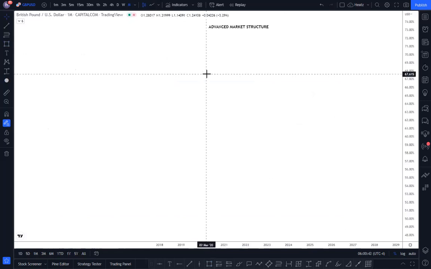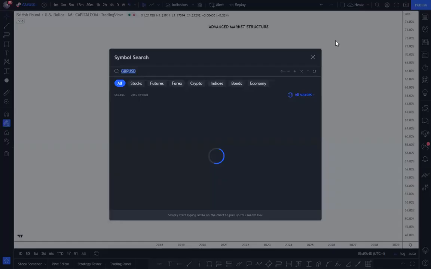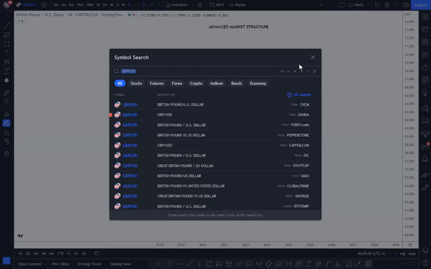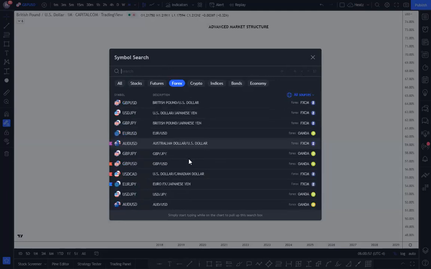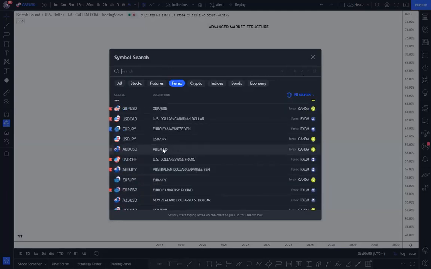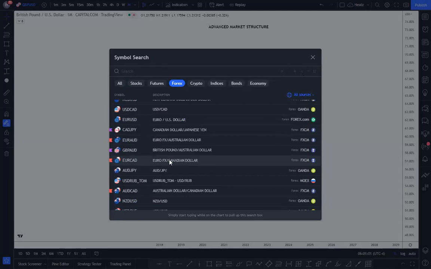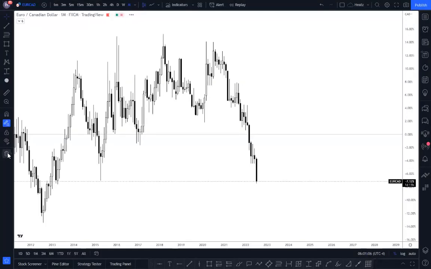Let's head to the charts and show some examples. Let's just get a random pair. Any pair will do. Okay, so let's say EURCAD.